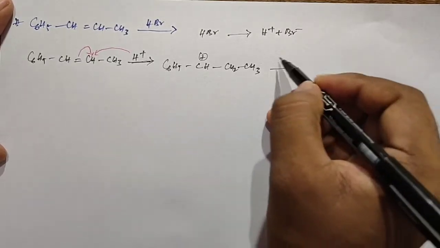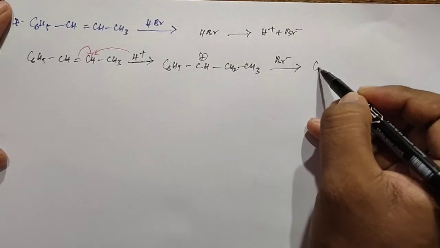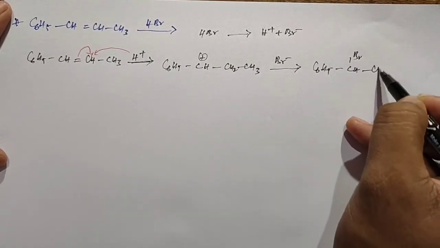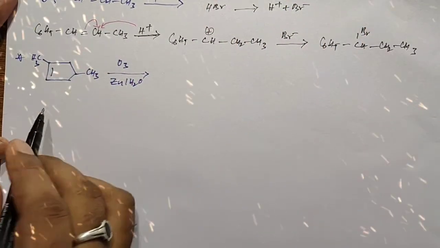After that it reacts with the bromide ion. The bromide ion is attached to this carbon, and we get a product like this. Okay, this is the final product. This is the next incomplete reaction.